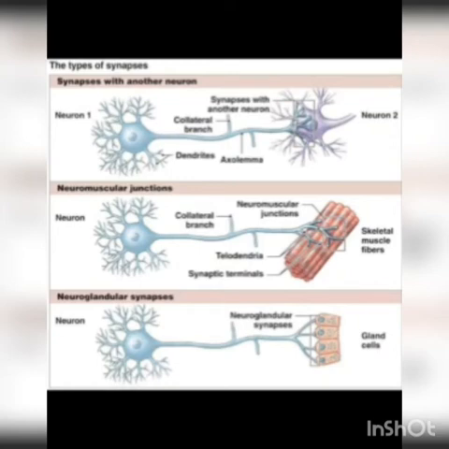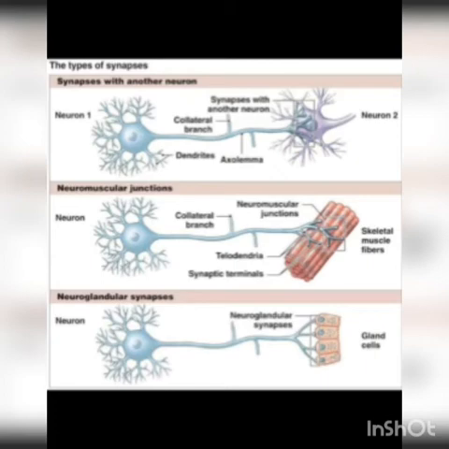Now in this diagram the types of synapses are shown again, on the basis of where they occur. They are synapses with another neuron. This is the first diagram, that is neuron 1, which is connected to another neuron, a type of synapse with another neuron that we have seen just now in the previous slide.